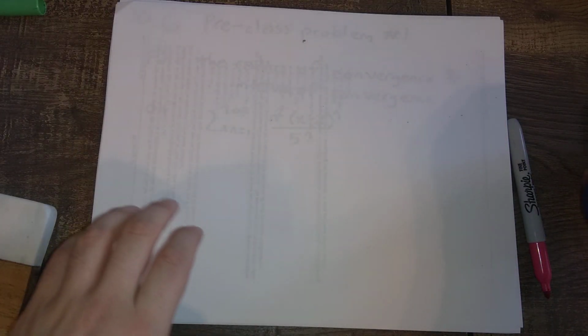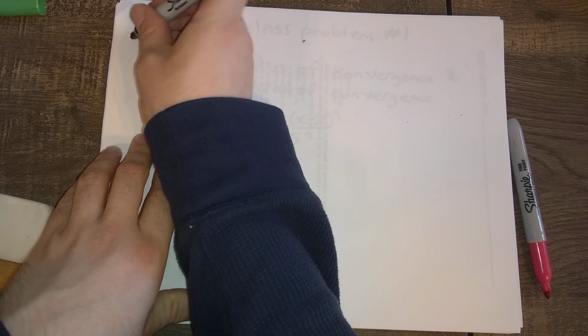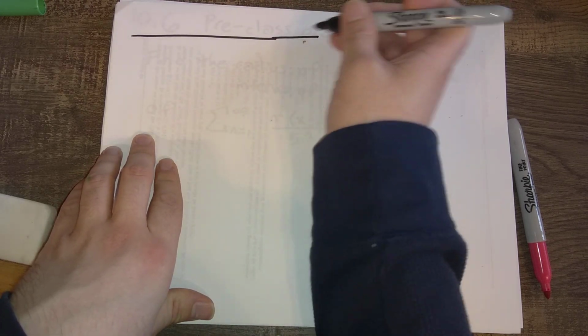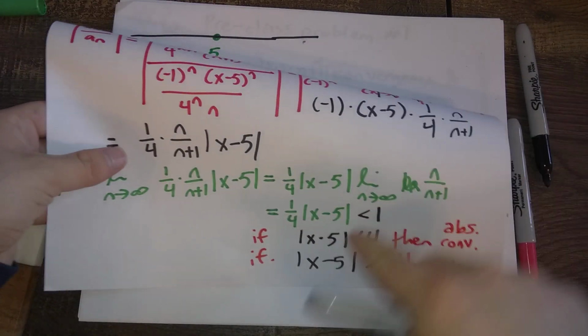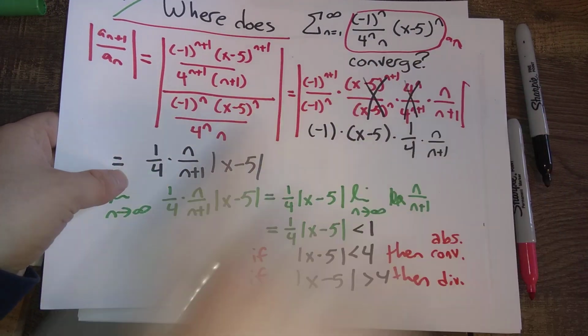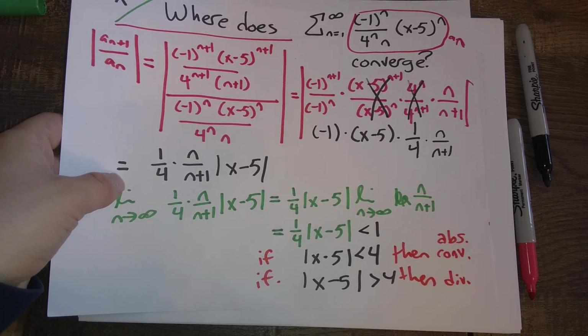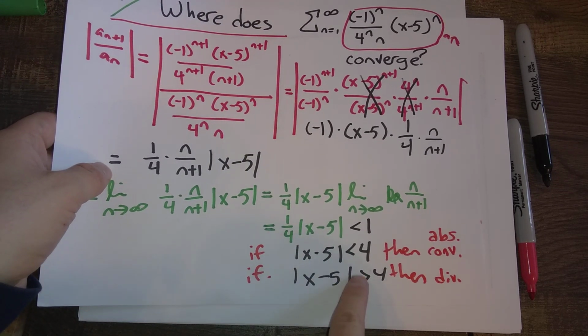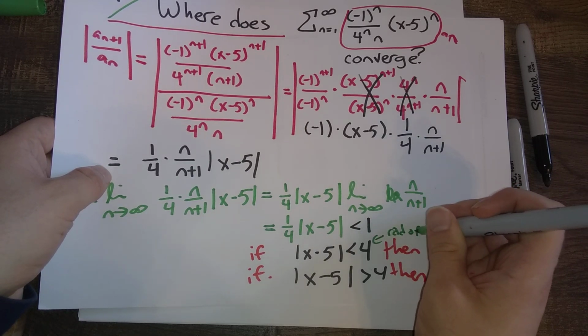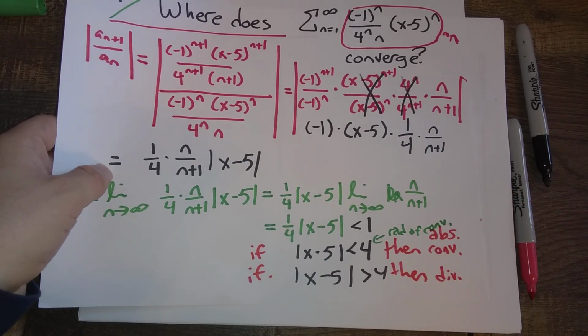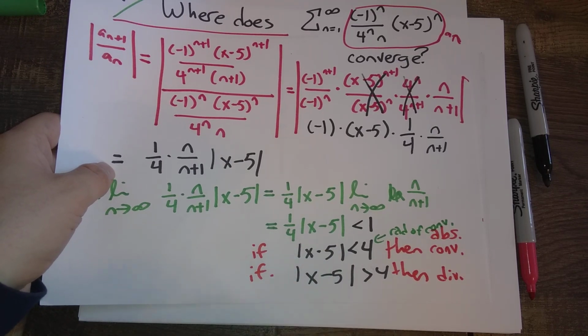So let's go to a new slide to look at the endpoint calculations here. Let's draw a picture. Our center is at 5. We can see that up here. The center of our power series is at x equal to 5. And our radius of convergence is 4. So the absolute value of x minus 5 is equal to 4. That's at 1 and 9.